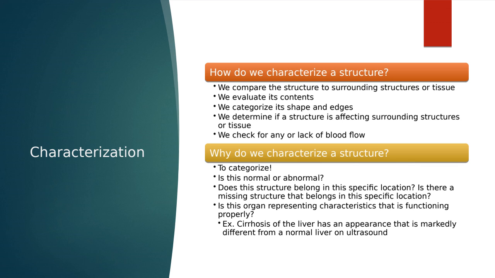How do we characterize a structure, or why do we characterize a structure? Like we said, to determine, is this normal or is this abnormal? Does this belong in the specific region? Does this have blood flow when it shouldn't? These are all things that we're going to learn about as we go on, and we have to understand these terms to help us determine if it's normal versus abnormal.